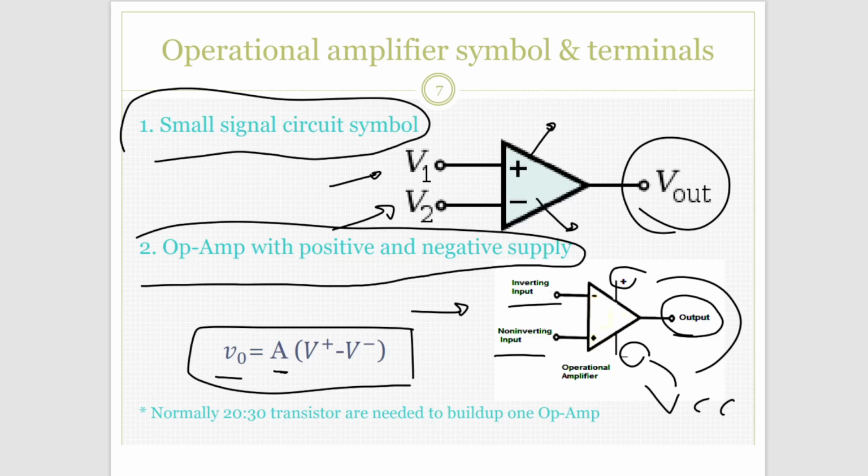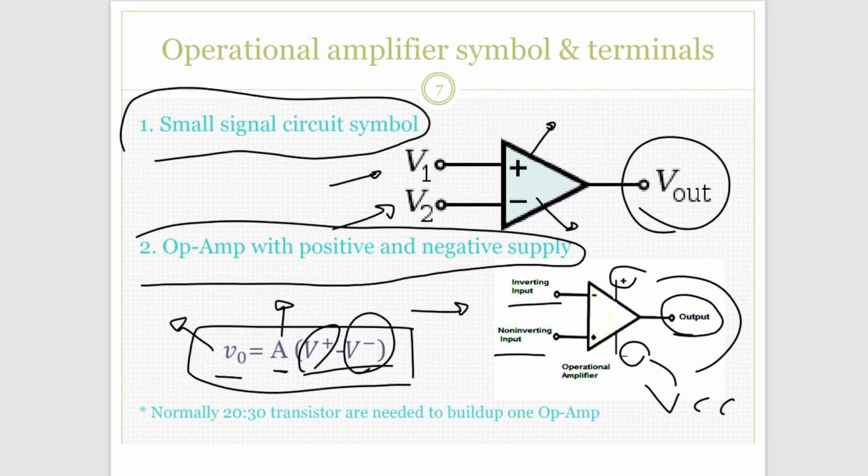As you can see, this is the output voltage. Here we have the gain, and these two terms are the difference between the two inputs. Remember that we talked about how the operational amplifier amplifies the difference between the two pins. So V plus is the first input, and V minus is the second input. The difference between these two inputs is the signal that we multiply by the gain, and then we have our amplified signal.